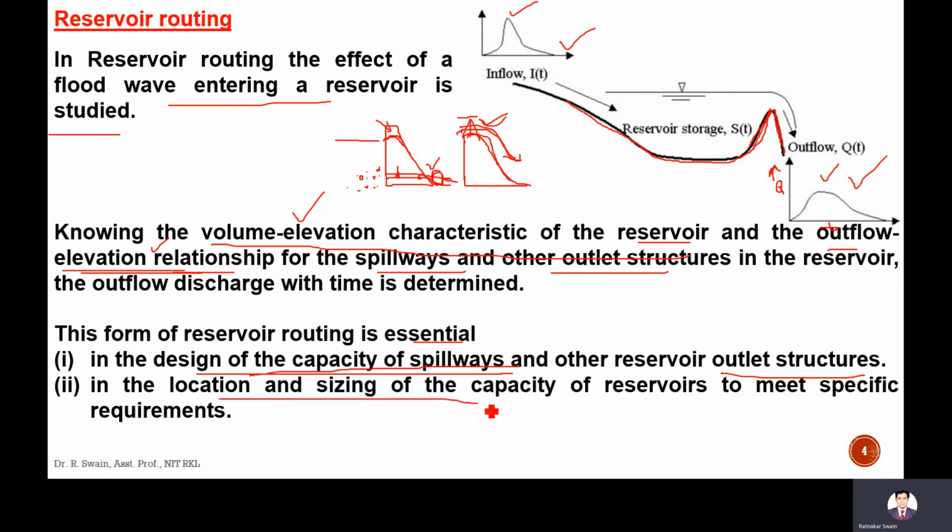So the location and sizing capacity of the reservoir can also be determined using this reservoir routing.